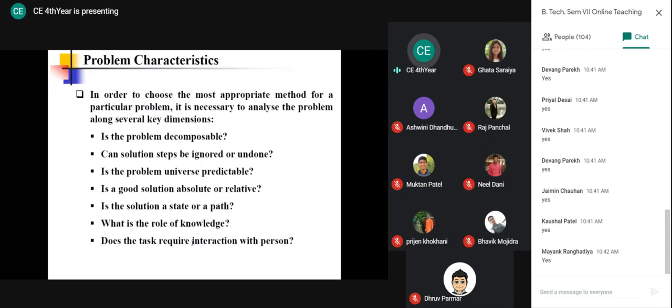In that we have discussed two problems: one is solitary and another is conversational. In solitary, the computer is given a problem description and produces an answer with no intermediate communication and with no demand for explanation of the reasoning process. In conversational, there is an intermediate communication between the person and the computer, either to provide additional assistance to the computer or to provide additional information to the user. Right? So these 7 problem characteristics we have discussed. Up to this, is it clear, everyone?